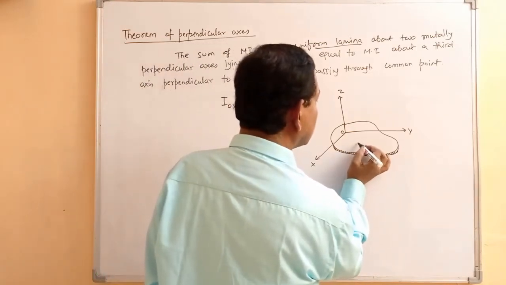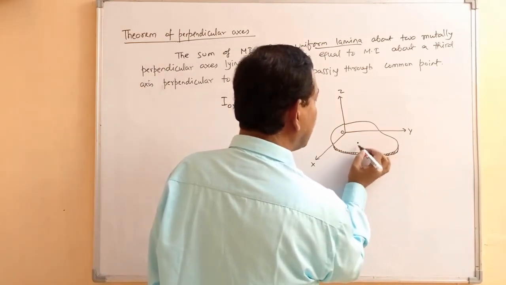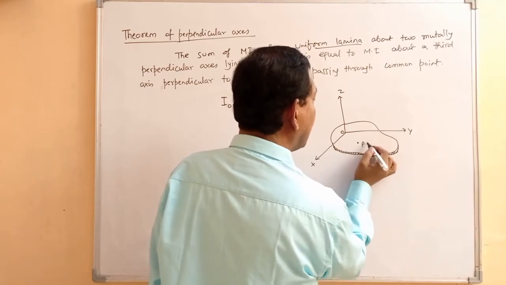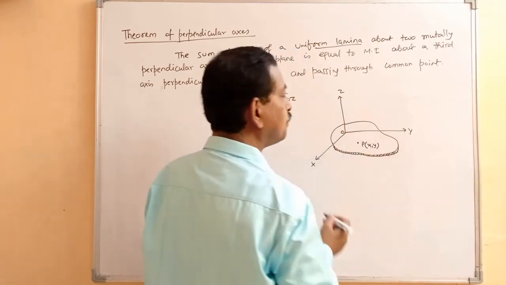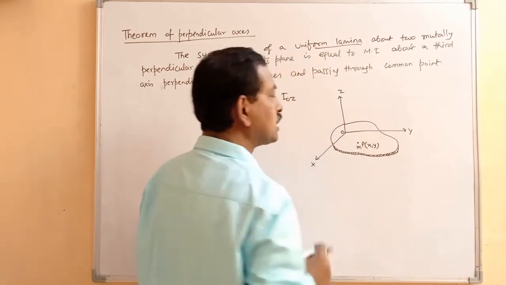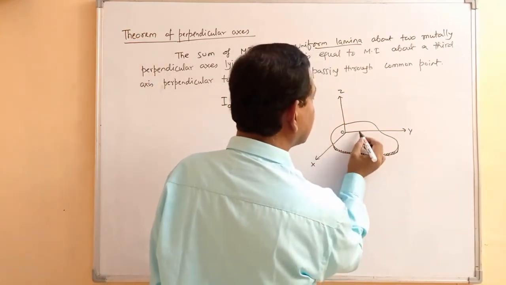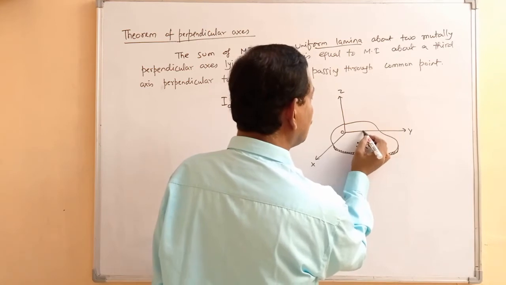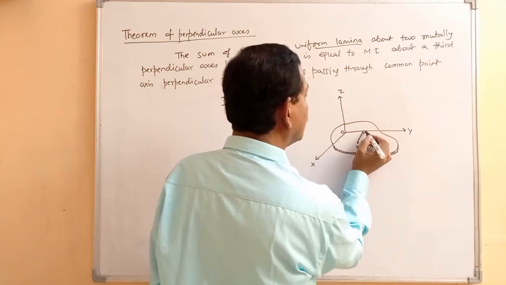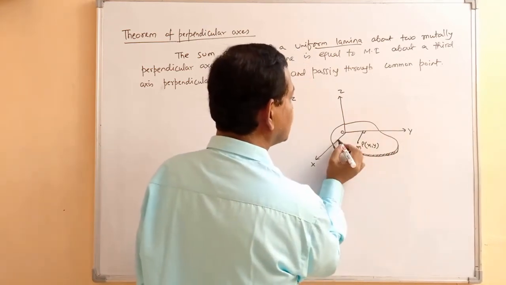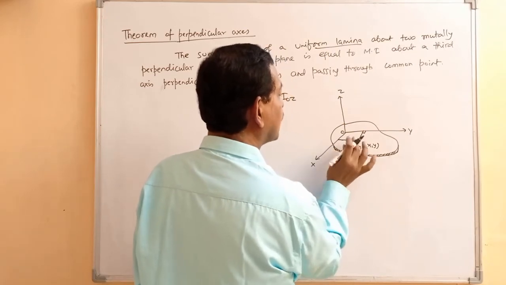So suppose for this one, I assume that we have a particular point P having coordinates x, y. And here we have a point mass M. So we drop a perpendicular on the x-axis and y-axis. Suppose this is the perpendicular dropped on the y-axis and this is the perpendicular dropped on the x-axis.